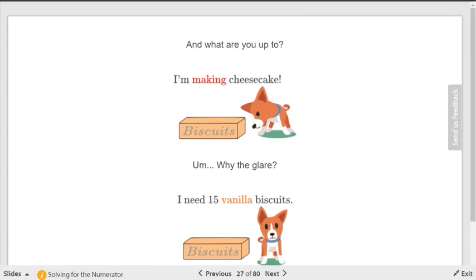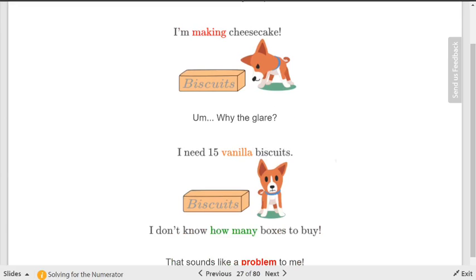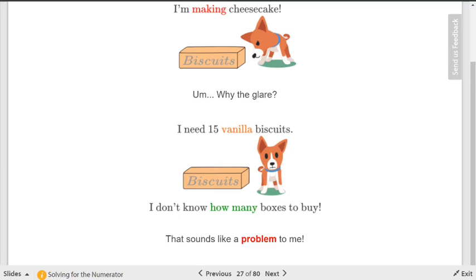Cheesecake. Okay? Hey, cheesecake. That's crazy. All right. So, in this case, he's making cheesecakes. Why is it so angry at the top? Why is it so angry about making cheesecakes? Well, he's angry at the biscuits. I just sit there.